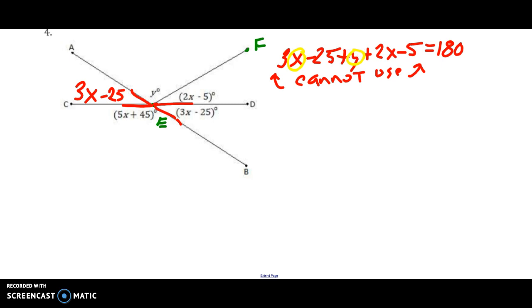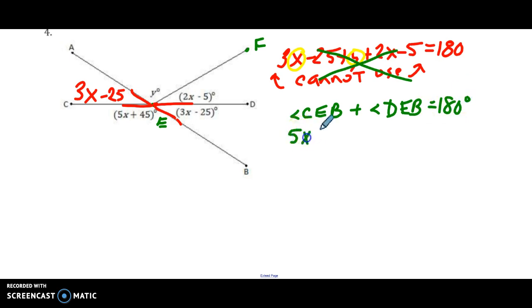If you remember from algebra, in order to solve an equation that involves 2 variables, you need 2 equations so that you can eliminate one of the variables. So because we have x and y in this equation up here, we cannot use this. Okay, so we need to find another way. So what I noticed down here is that angle CEB plus angle DEB is equal to 180. And why is that? They're supplementary. So I can do 5x plus 45 plus 3x minus 25 equals 180. And I have one equation with one variable in it, and that's perfectly acceptable.